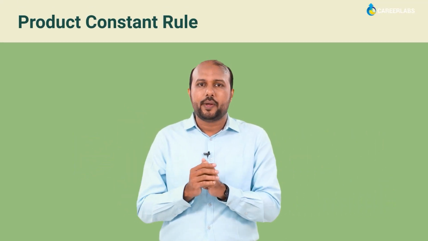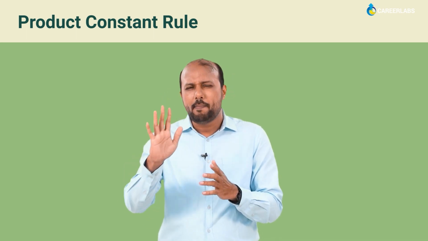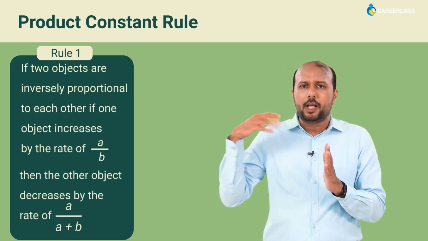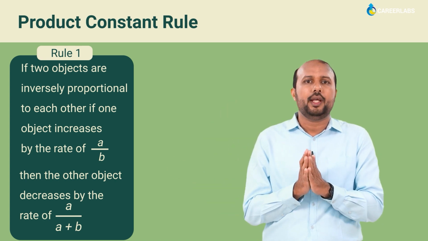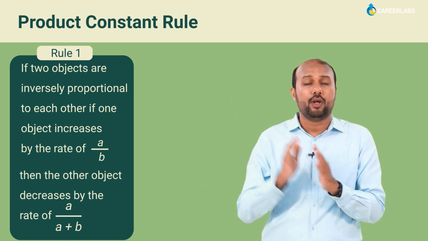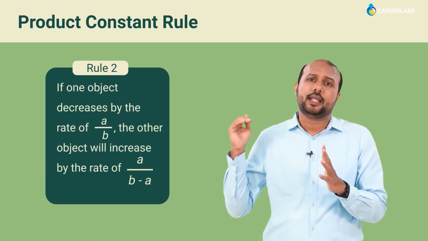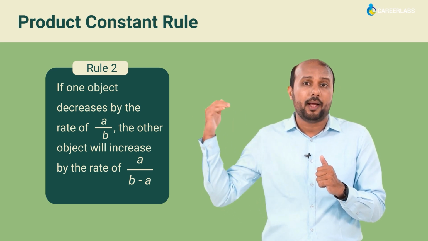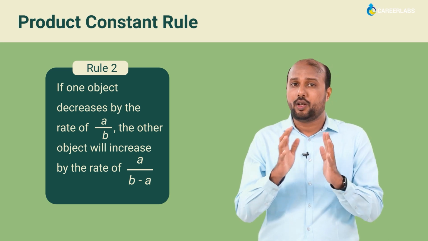In order to solve this question using the shortcut, we have to know two simple rules. The first rule states that if two objects are inversely proportional to each other, and one object increases by a rate of a by b, then the other object decreases by a rate of a by a plus b. The second rule states that if one object decreases by a rate of a by b, then the other object will increase by a rate of a by b minus a. Let's check this rule before we solve our actual question.